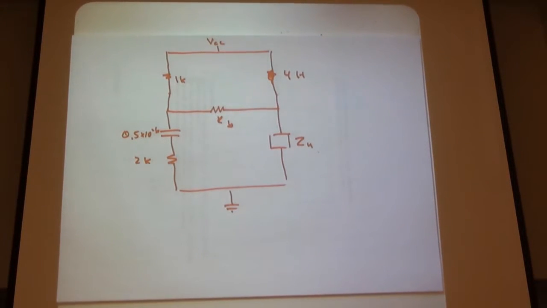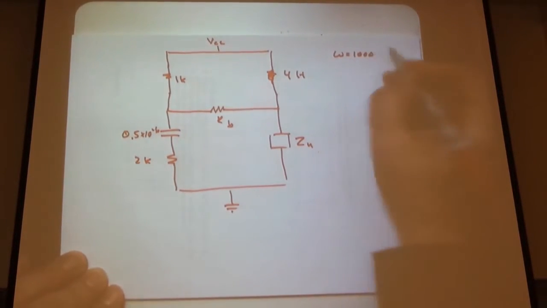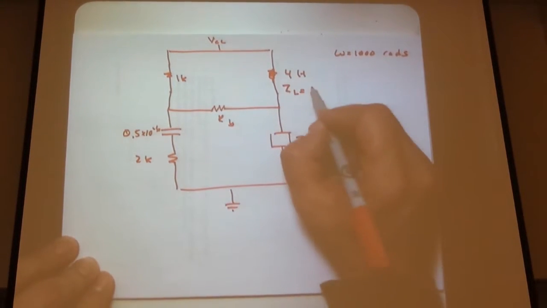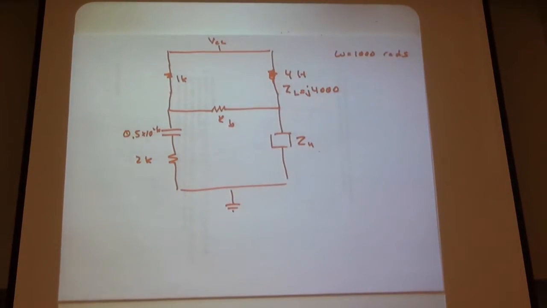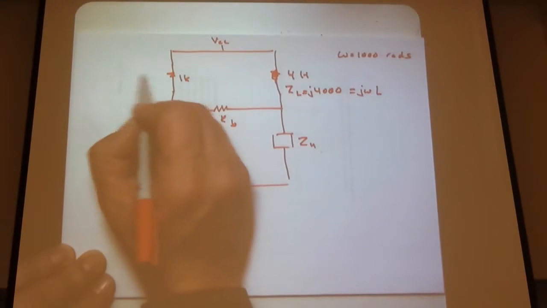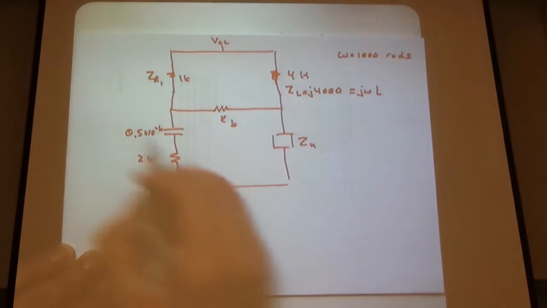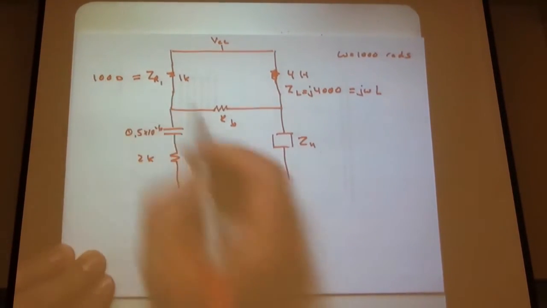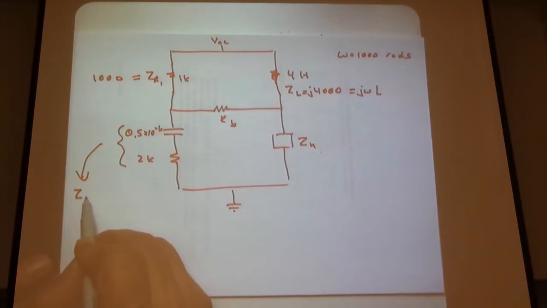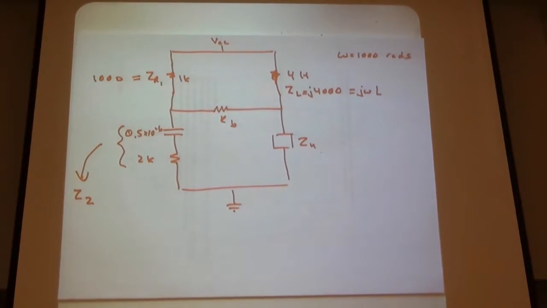So, here's our circuit. If we're going to use our operating frequency, omega equals 1,000 radians per second, just for convenience, then just like we did last week, we want to convert everything to Z's. ZL in this case is 4,000 j for 4 henries, since ZL equals j omega L. And then ZR1 is 1K, 1,000. And here we have our effective Z3, or Z2, but we have a capacitor and a resistor.